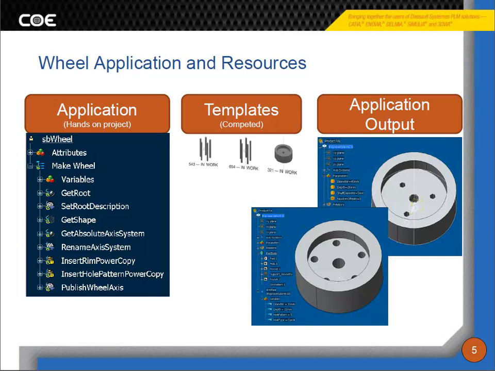This is just a preview of the steps that are already defined in the skateboard wheel application. The skateboard wheel application will access some templates, in this case power copies. We have two power copies that represent the whole pattern. One whole pattern is a circle. The other whole pattern type is a hex shape. And finally, we have a rim power copy. Utilizing these three power copies, we'll be able to produce many different wheel configurations.